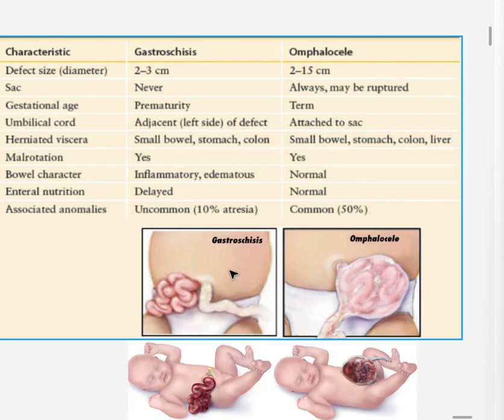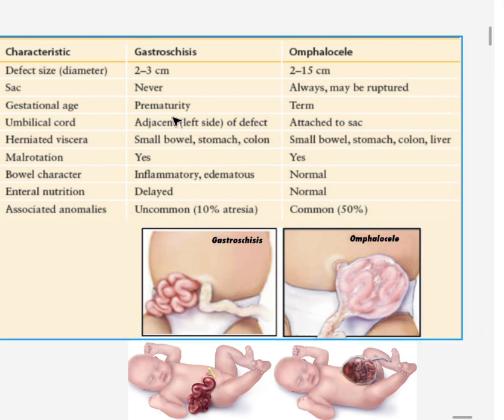Then there's a malrotation in gastroschisis, but there's also a malrotation in omphalocele. The bowel that you can see outside is inflammatory, edematous, and thickened in gastroschisis. But the one in omphalocele is normal. Enteral nutrition in gastroschisis is delayed, but in omphalocele it's normal.